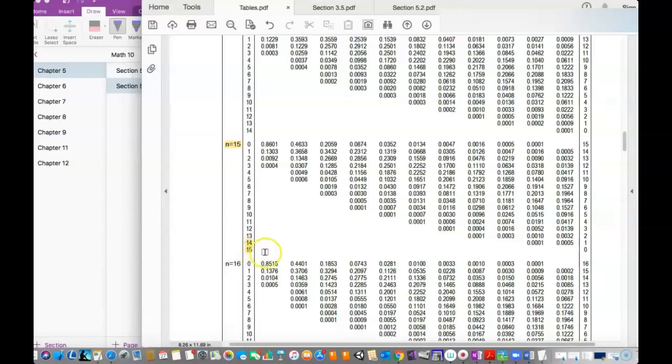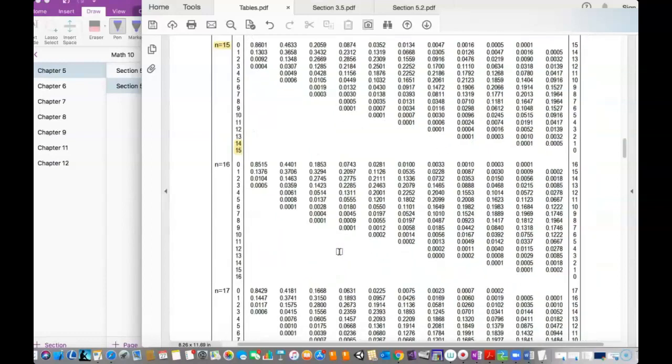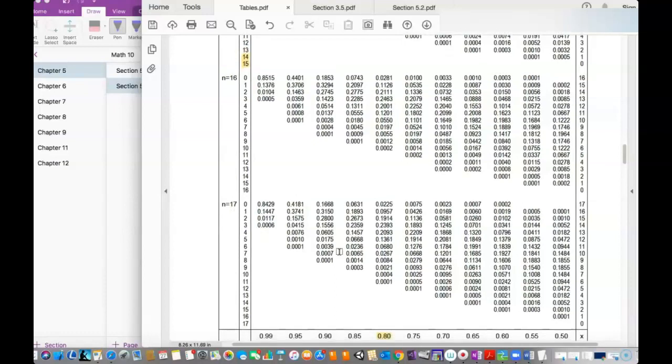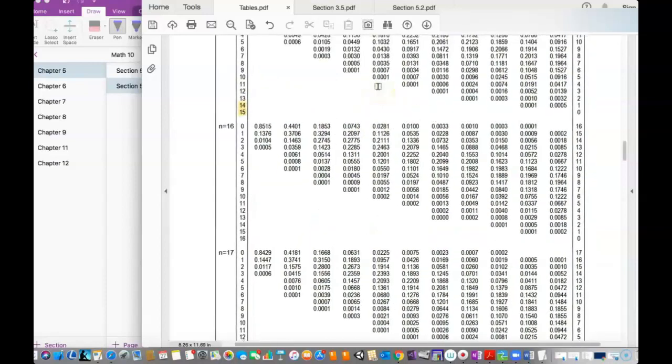So in this case, since we have 15 on that part, now we want to find, okay, what was that? AD was here, moving up. So this is the column that we're working on. Here is what we need.